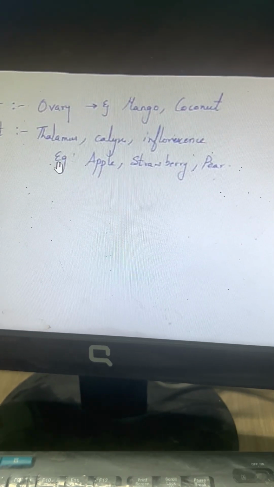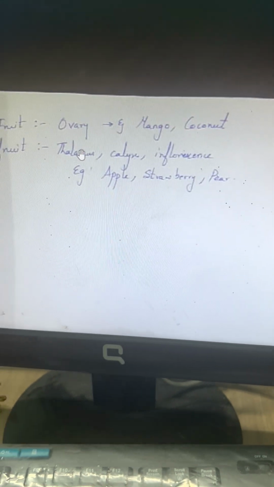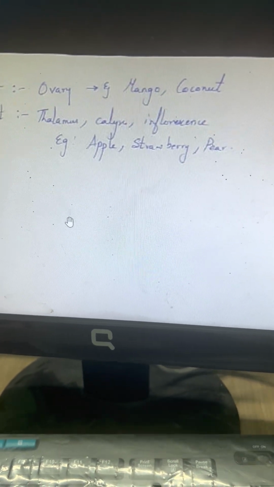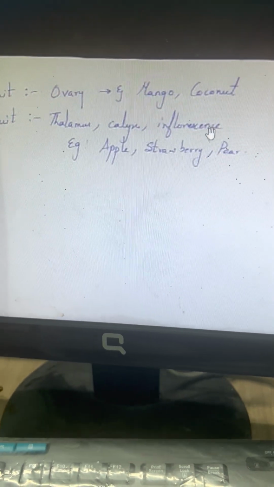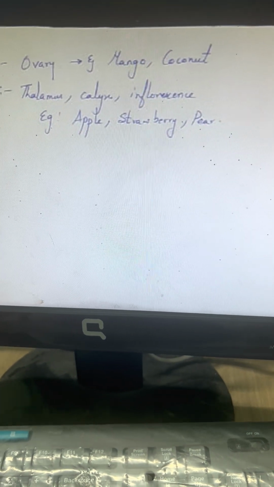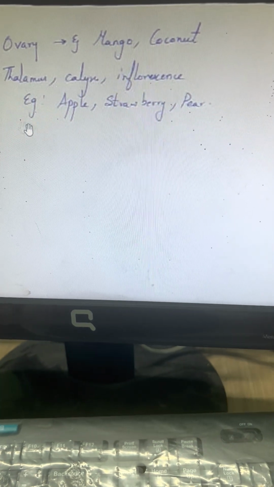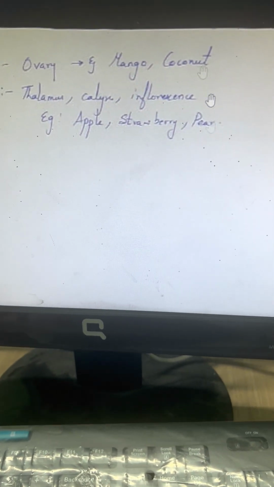Whereas false fruits are the ones obtained from thalamus, calyx, inflorescence. You know where the thalamus is, right? The swollen part attached to the pedicel is the thalamus. Whereas calyx, you know, is the green colored part. Inflorescence means a group of flowers, not a single flower, a group of flowers all together. When we call it that, it is known as inflorescence. Examples, apple, strawberry, pear.